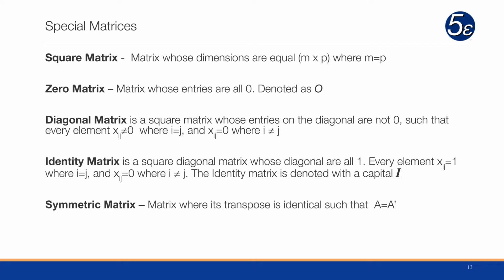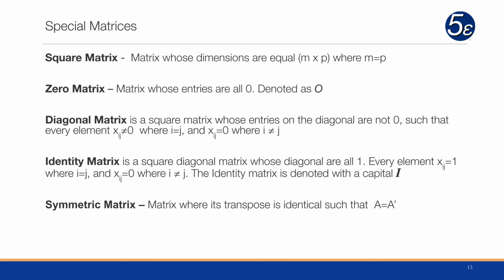A zero matrix is a matrix whose entries are all zero. And usually we denote this as a capital O. A diagonal matrix is a square matrix whose entries on the diagonal are not zero, but every other element is zero. An identity matrix is a square diagonal matrix whose diagonals are all 1 and every other element is 0, and we'll denote the identity matrix as a capital I.